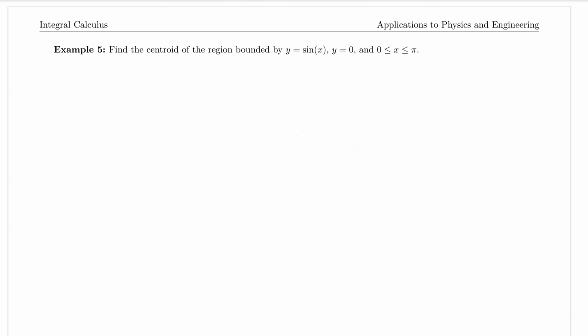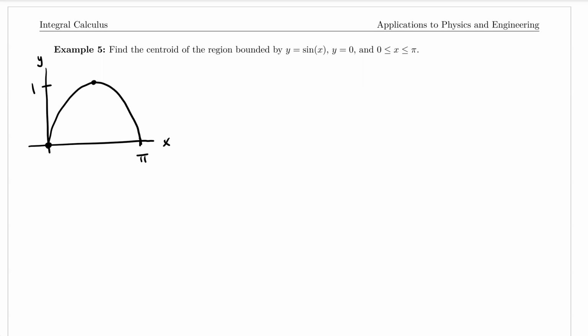Example 5 says, find the centroid of the region bounded by y equals sine of x, y equals 0 on the interval from x greater than or equal to 0 and less than or equal to pi. So let's just quickly graph what is happening here. Here's my y-axis, here's my x-axis. Sine starts at the midline, and then we are only graphing to pi, and it ends up looking something like that. I'm quite proud of how that looks, because it looks kind of decent.